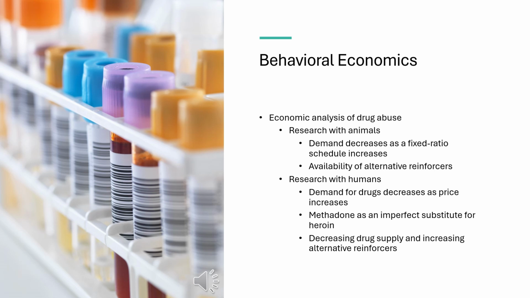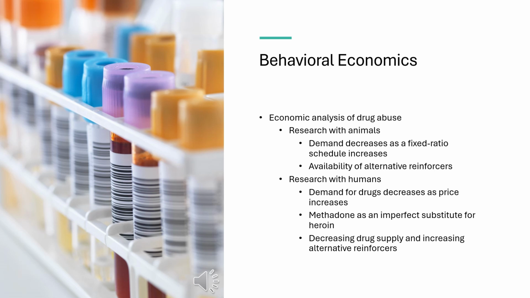So first we look at supply and demand. Drug consumption is influenced by the availability or supply of the drug and the demand for it. Behavioral economics examines how changes in price, access, and substitutes can influence drug behavior. The elasticity of demand is how responsive drug users are to changes in price. So when the price of a drug increases, demand may decrease if users can no longer afford or justify the cost, particularly when alternatives are available.